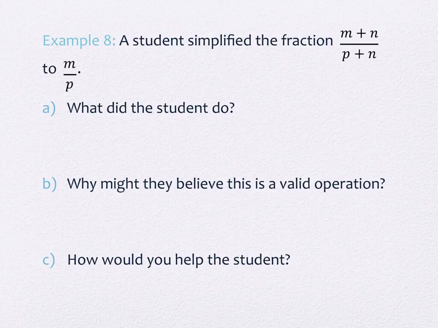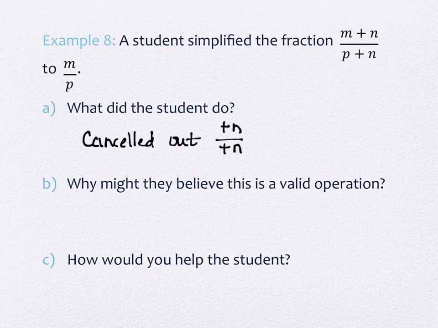All right, a student simplified the fraction (m plus n) over (p plus n) to m over p. This is a very typical kind of question that would occur in that connections section, part C section in your book. So the first question I'm going to ask, because I'm going to break them down here, is what do you think the student did? Yeah, they canceled out the n's. They eliminated the n's in some fashion, you bet. So they canceled out the plus n over the plus n.